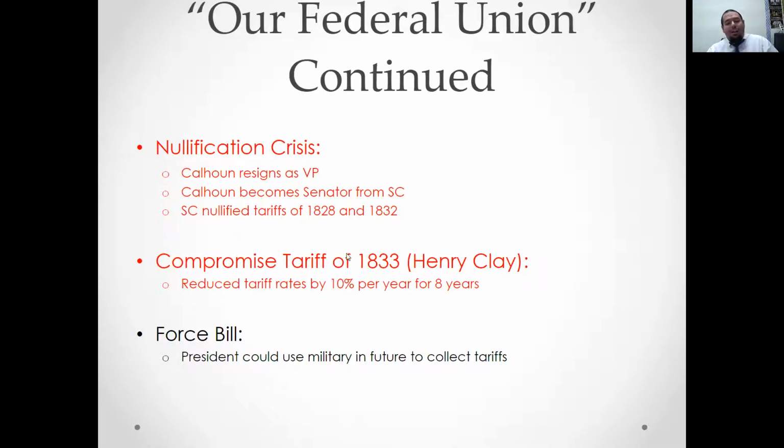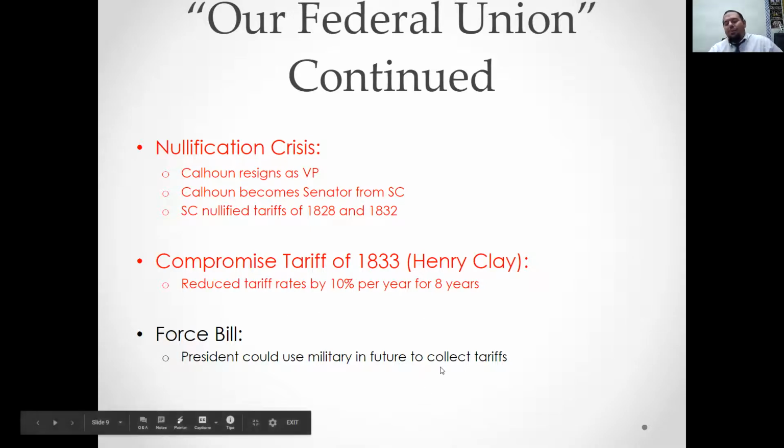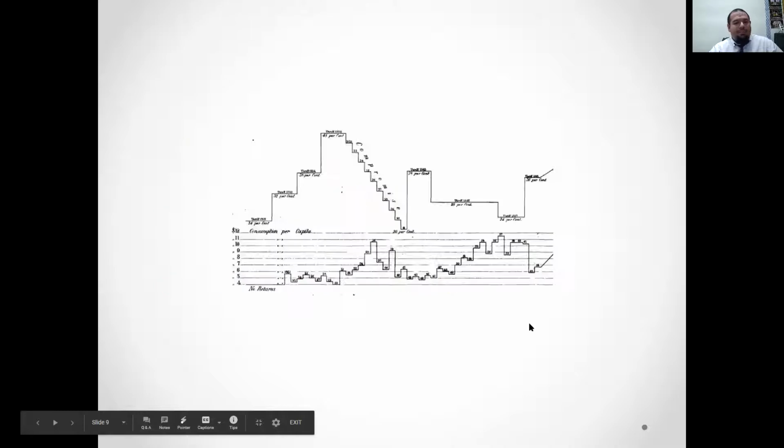And so Henry Clay comes in and he makes the compromise tariff of 1833, which would reduce tariff rates by 10% per year for 8 years total. Remember, the tariffs of 1828 and 1832 were high. On that same day, you have this force bill where the president can now use the military in the future to collect tariffs if need be.